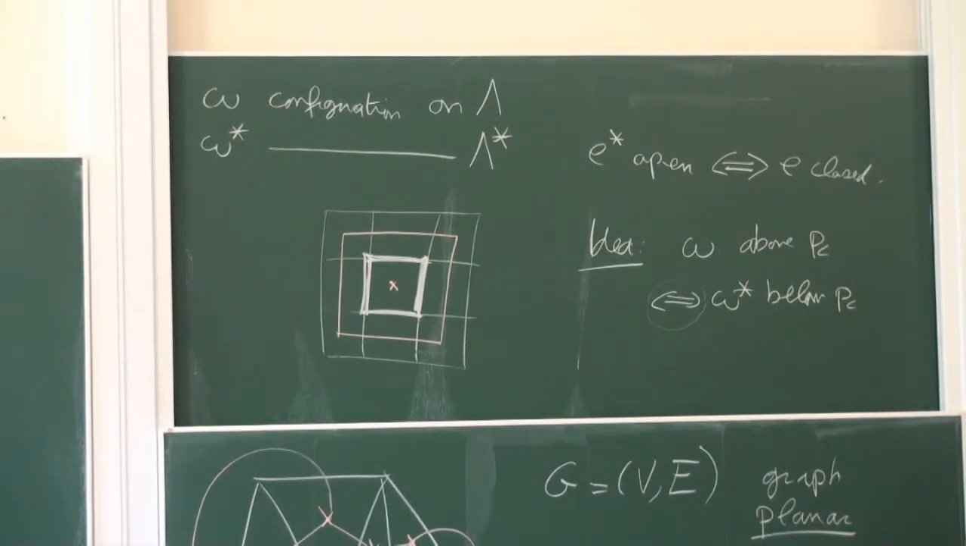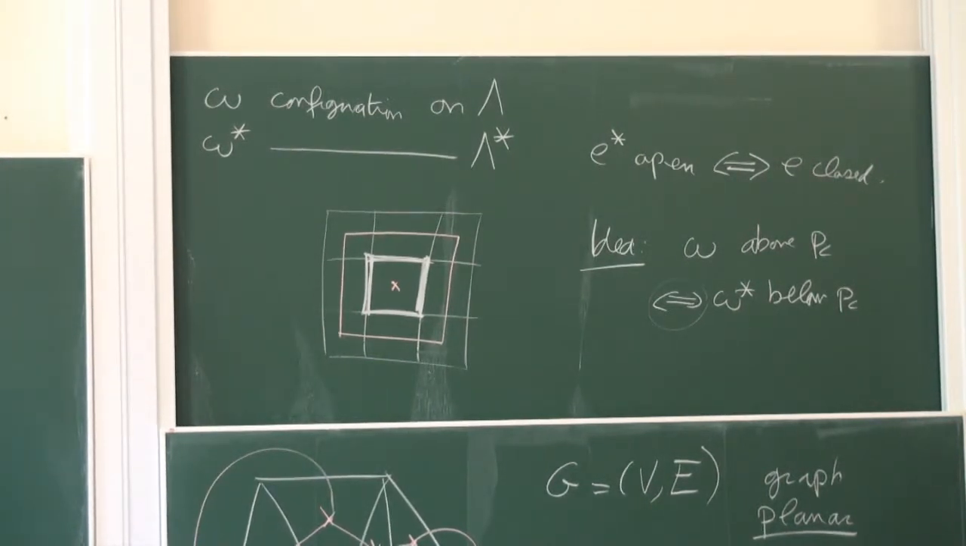So if you want to do probability, the first thing to do is to look at omega star and see if we can describe its distribution in a simple way. So as a warm-up, let's look at the case of percolation.